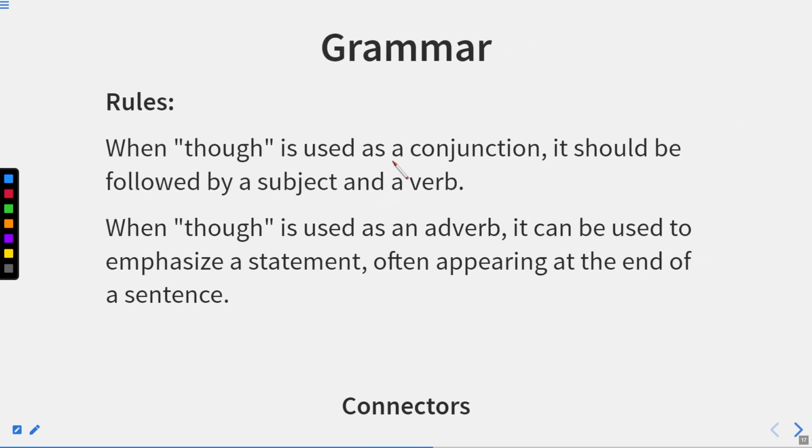Rules. When though is used as a conjunction, it should be followed by a subject and a verb. When though is used as an adverb, it can be used to emphasize a statement, often appearing at the end of a sentence. So whenever it behaves like an adverb, it comes at the end of the sentence. But if it is used as a conjunction, it can be either in the middle part or in the beginning of the sentence. And it is always followed by the subject and the verb. It means wherever it is in the sentence, after that we have the subject and then we have the verb.